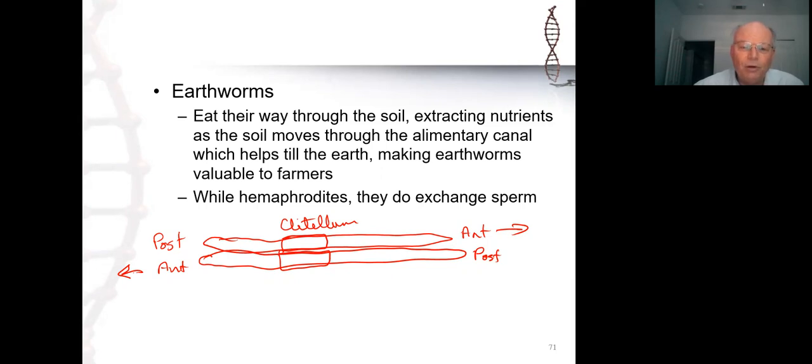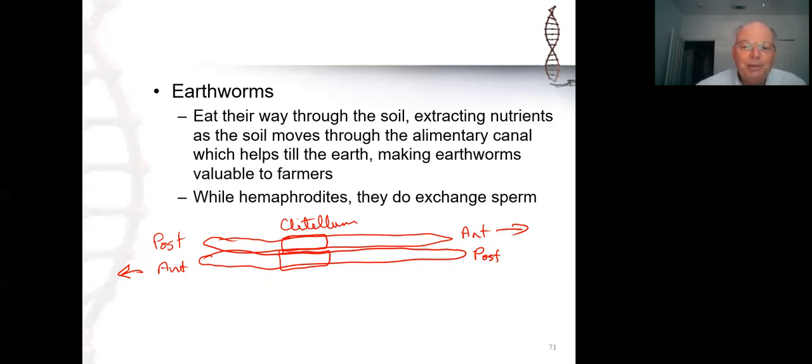The worms then crawl away, crawl out of the foamy mass. It seals over at each end. Within the foam are the eggs that have been deposited by the worm, and now the sperm from the mating partner. Fertilization takes place in this moist foam environment.